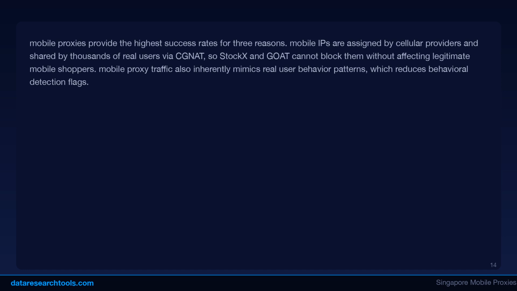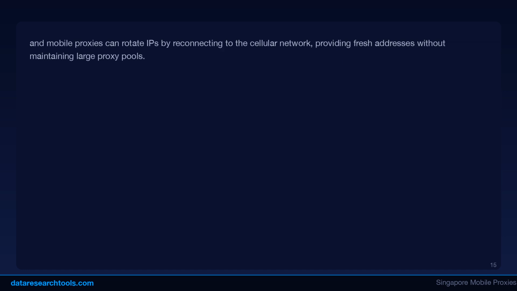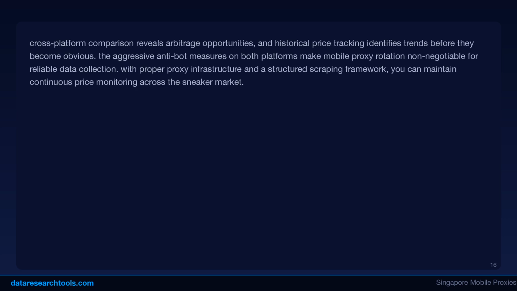Mobile IPs are assigned by cellular providers and shared by thousands of real users via CGNAT, so StockX and GOAT cannot block them without affecting legitimate mobile shoppers. Mobile proxy traffic also inherently mimics real user behavior patterns, which reduces behavioral detection flags. And mobile proxies can rotate IPs by reconnecting to the cellular network, providing fresh addresses without maintaining large proxy pools.